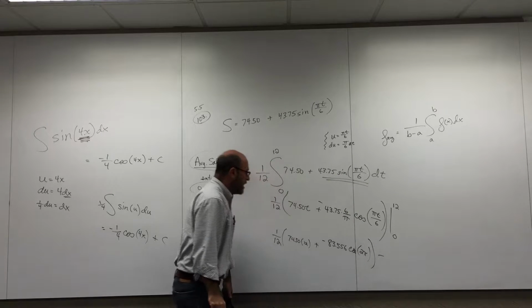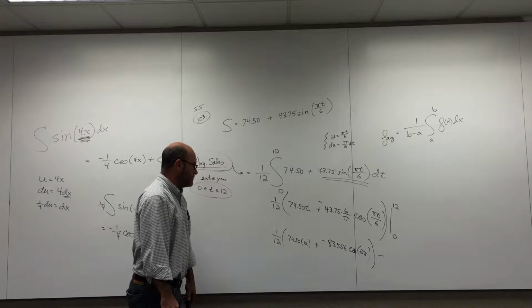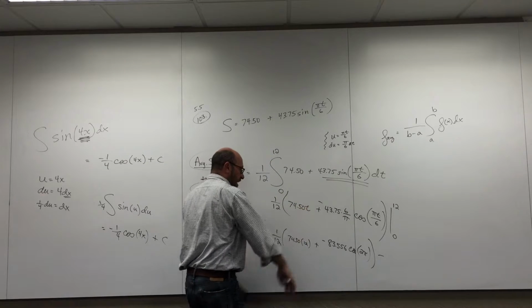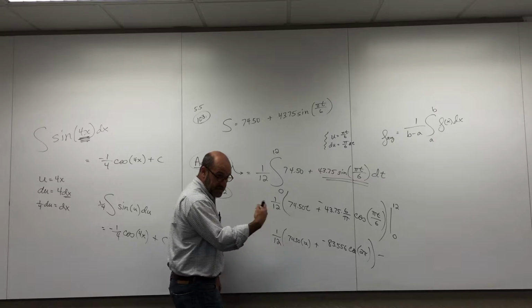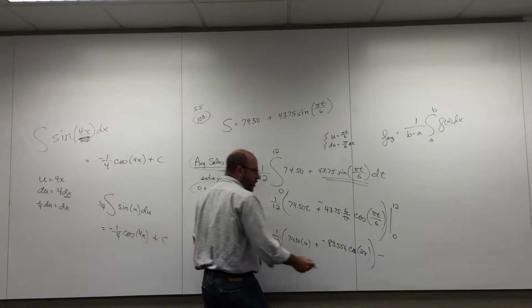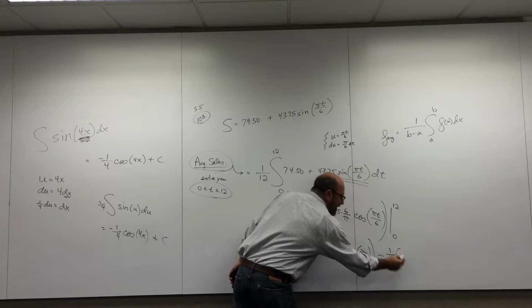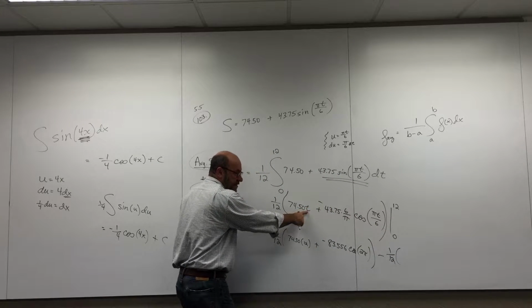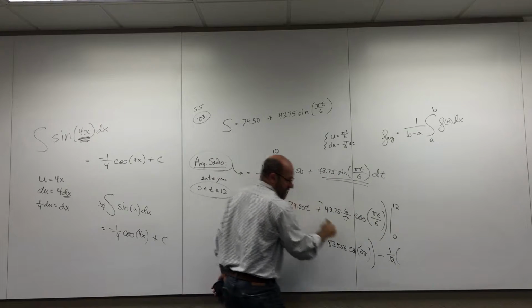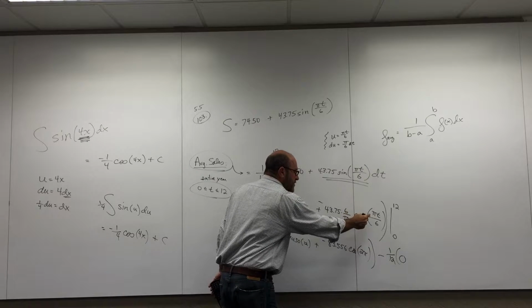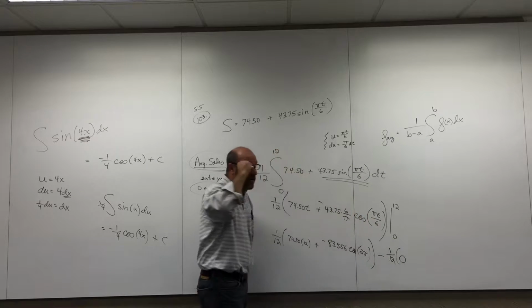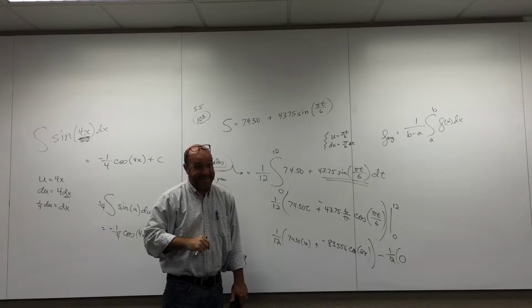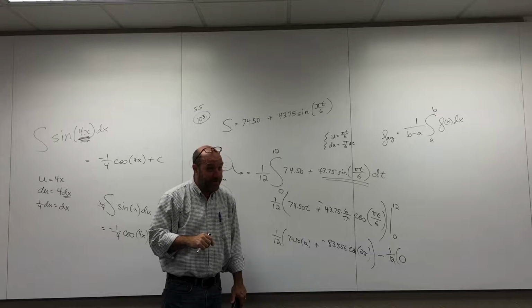Minus, what else am I doing, you guys? I just plugged in a 12. Now what? Plug in a 0. That's 1/12 out in front of that. And now I'm plugging in a 0. If you plug in a 0 right here, it is 0. And if you plug in a 0 there, you get the cosine of 0. The cosine of 0 is not 0. It's something. It's a 1.